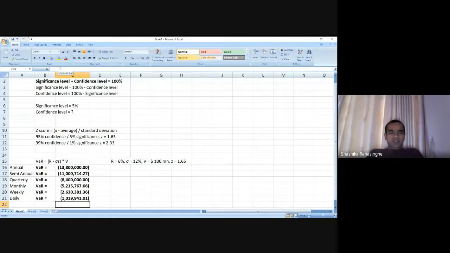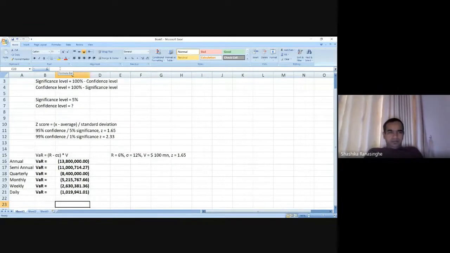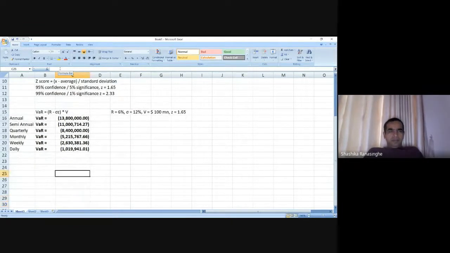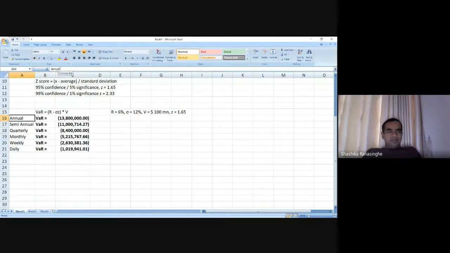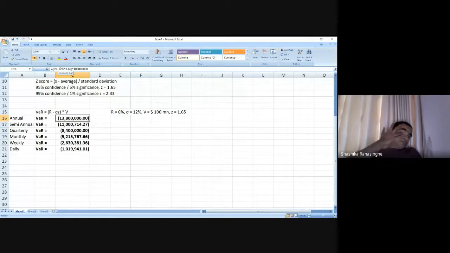These are the figures that you end up with. Now you will notice that as the time period keeps reducing, the value at risk drops. And as the time period increases, value at risk also increases. Any questions up to now?